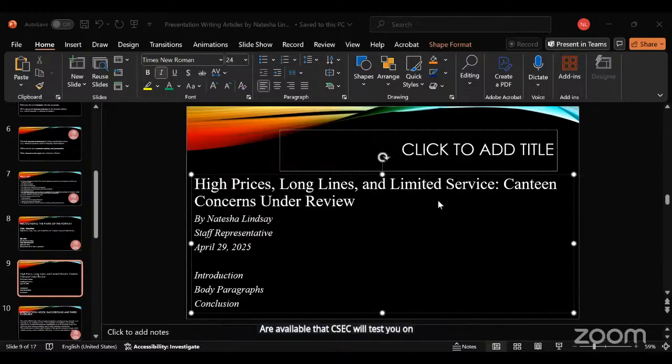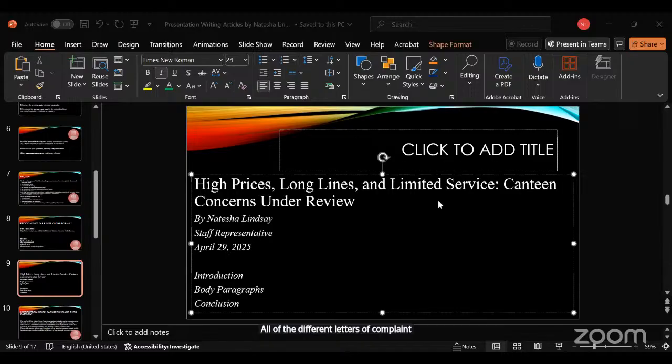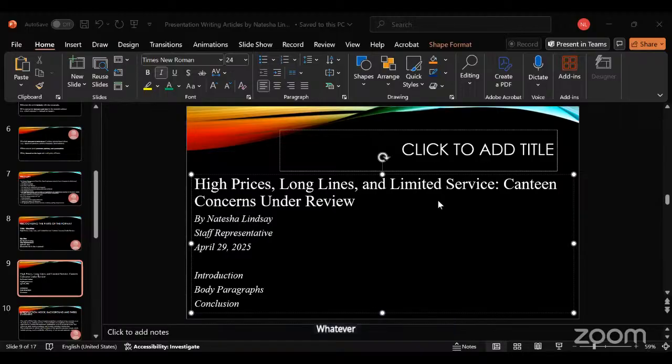So you need the notice, you need the email, you need the memorandum, you need the article, you need the letter to the editor, all of the different letters of complaint, all of the different pieces of exposition. Remember, exposition is to inform, to persuade, to entertain, to make persons aware. So use prompts as a guide. Whatever is asked of you in the prompt, make sure that you cover it.